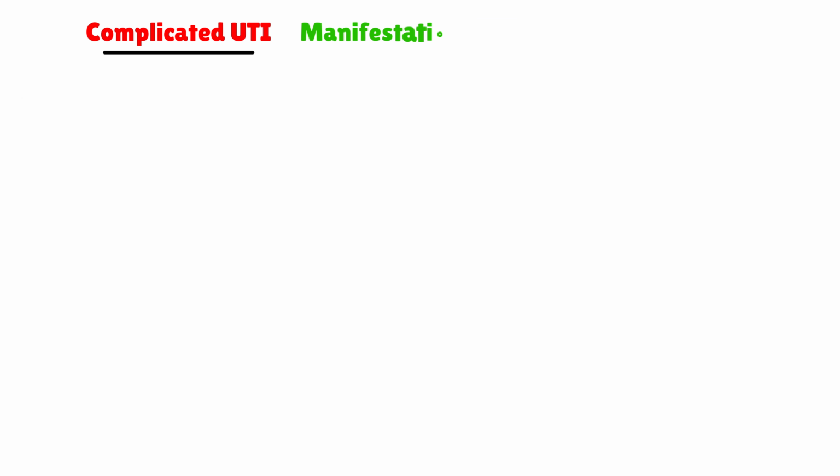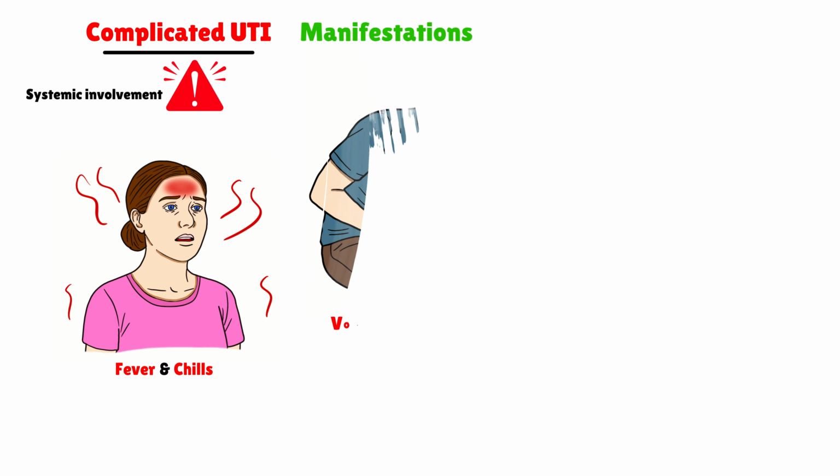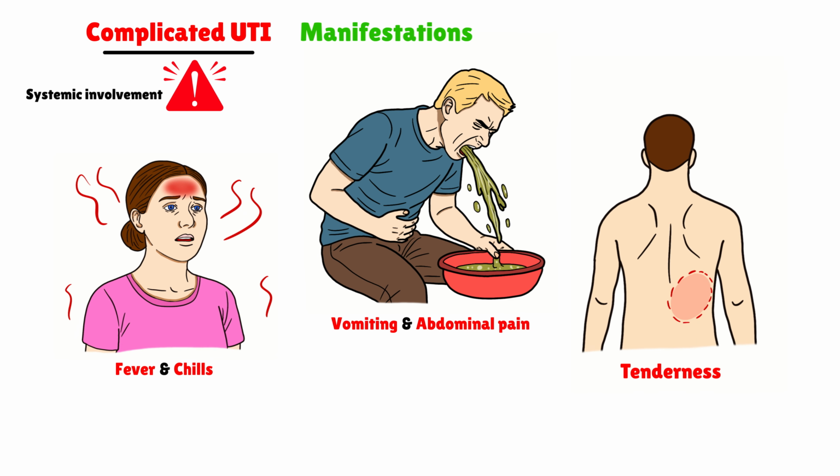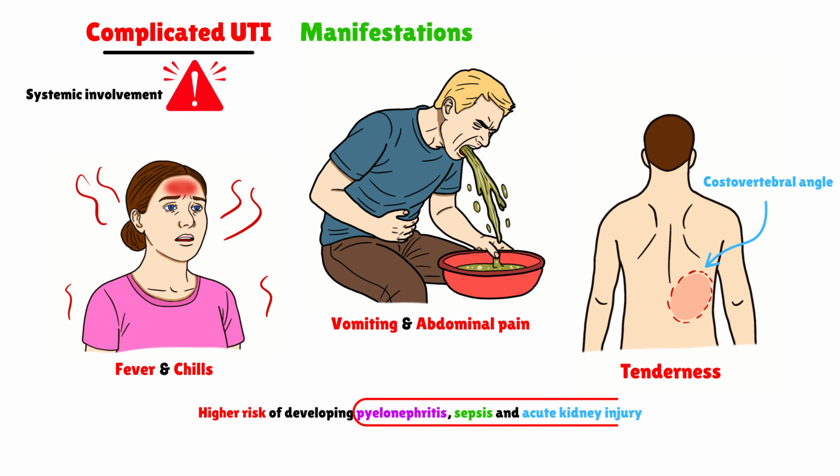Clinical manifestations show signs of systemic involvement, such as fever, chills, vomiting, abdominal pain or tenderness over the costovertebral angle. They have a more severe course, with a higher risk of developing pyelonephritis, sepsis, and acute kidney injury.